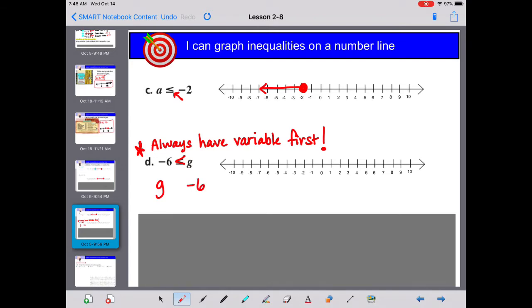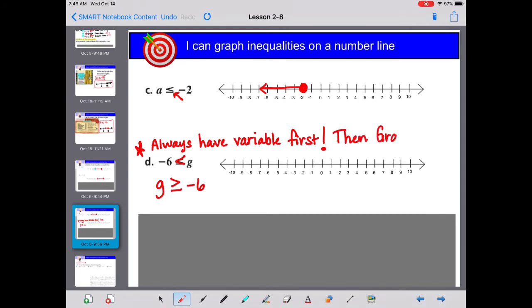Now, I still need to show that G is the bigger number. So it actually changes my sign, doesn't it? Because the alligator needs to eat the bigger number, and then the equal to stays underneath. So always pay attention to which one is the bigger number, and make sure when you put your variable first that your sign is still indicating that that's the bigger number. Now go ahead and graph.